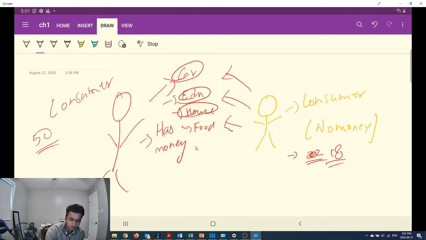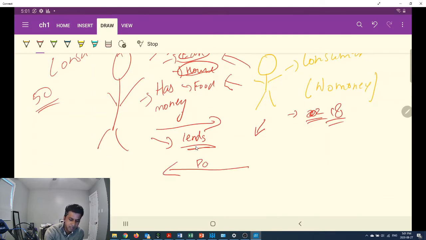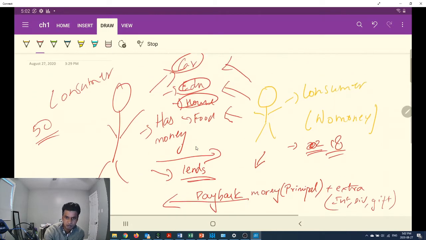So what happens here? This person needs money, and this person has extra money to invest because they have already accumulated a bunch of wealth over their lifetime. So in this scenario, person A, the red person, lends to the yellow person, and the yellow person promises to pay back the money at a future date. You pay back the money, what is called the principal, plus you pay something extra. This extra is some sort of interest or dividend, or even a gift if you could call it that. For whatever reason, you just pay back something extra, and this is how money works.